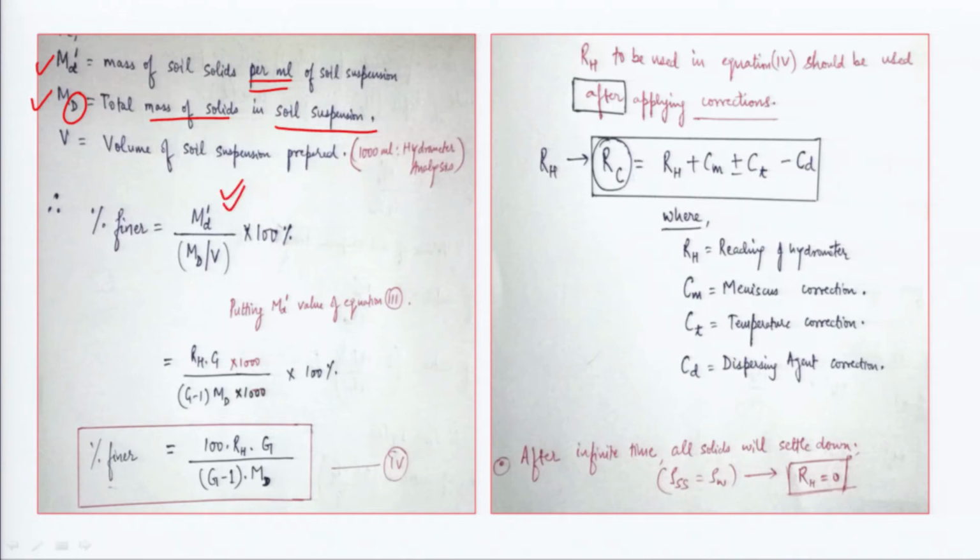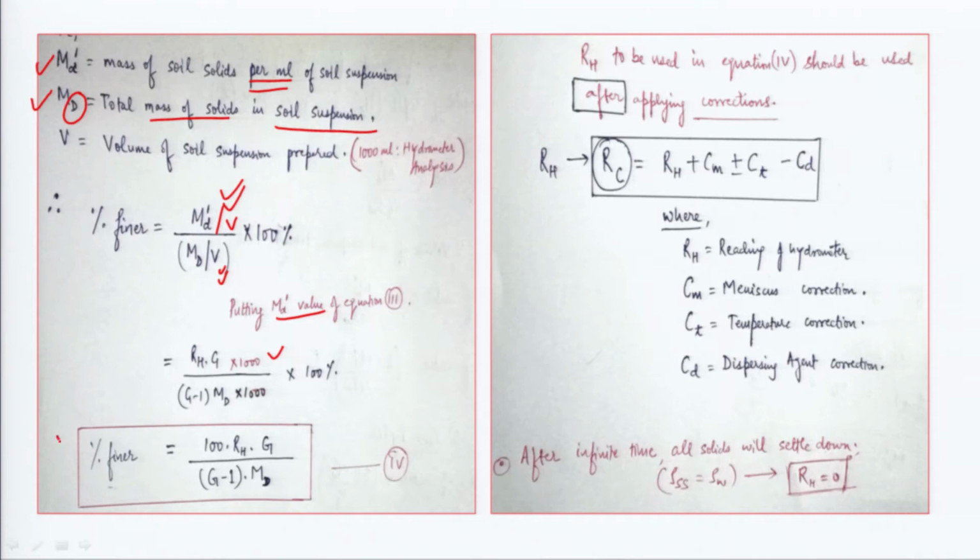percentage, that is MD dash by V, where V will be 1 ml here. There was nothing written here because it was 1 ml, and then MD by V, that is capital MD, the total mass of the solids, into 100%. Now, when we use the previous equation, that is the MD dash value which we found in terms of RH and G, we will be using that: RH into G into 1000 by G minus 1 into MD into 1000, because this V is 1000 ml. So that comes out to be 1000 here into 100%.